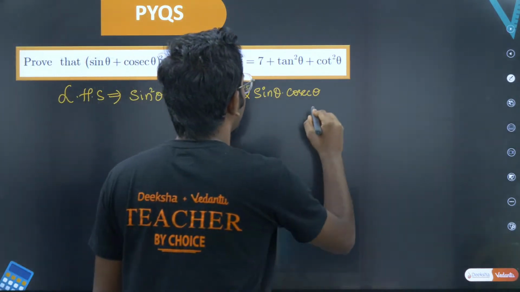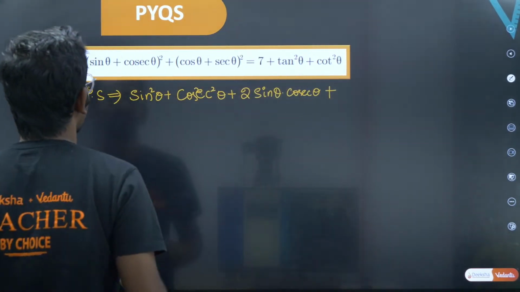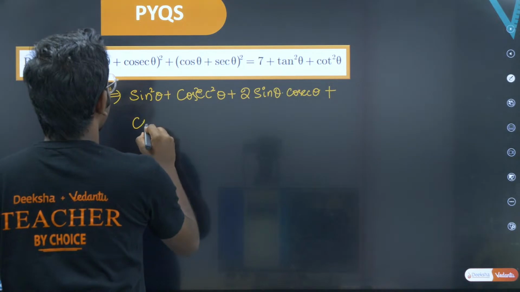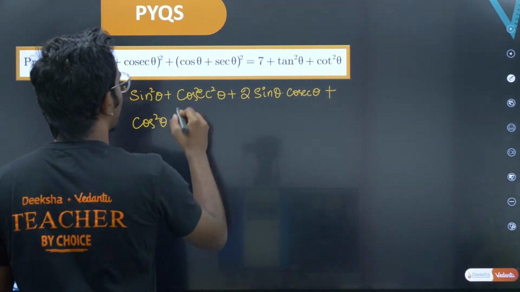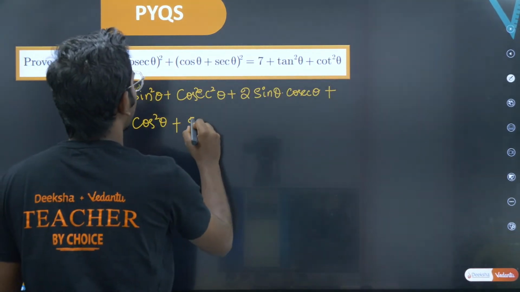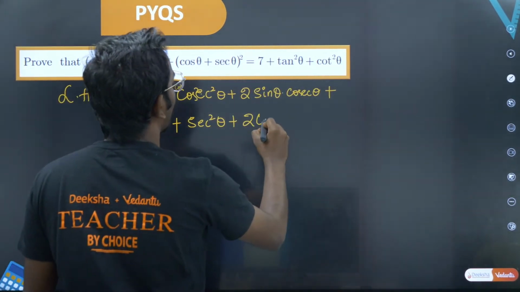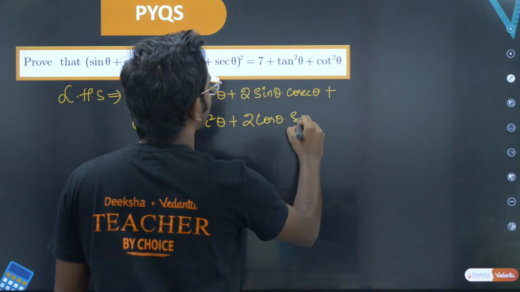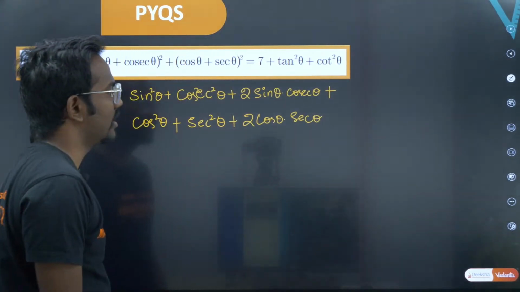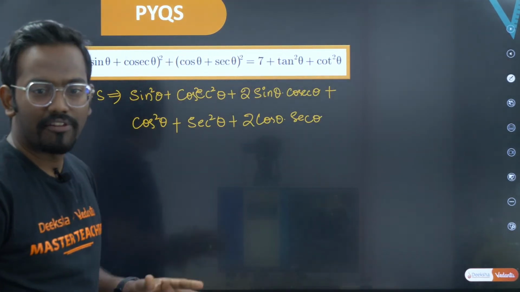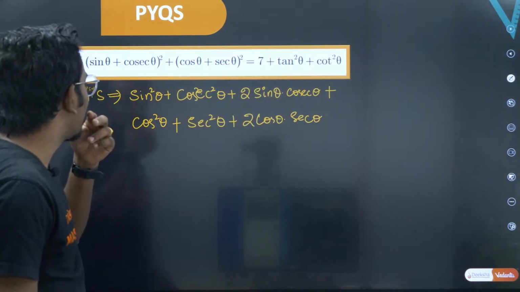The second part is basically expanding this one. If you expand this one, what happens? Sir, this is cos square theta plus secant square theta plus 2 times cos theta into secant theta. Hope this is clear. So we started with LHS and we'll have to prove that it is RHS. Okay, so now what happens?